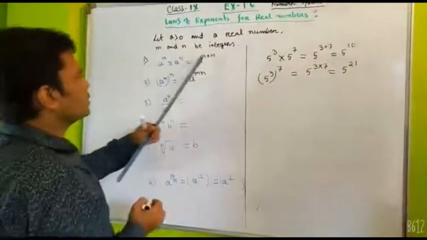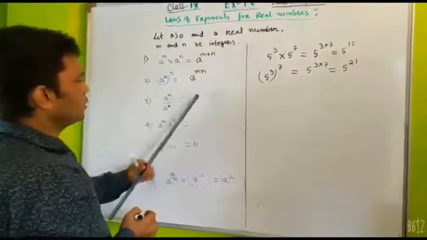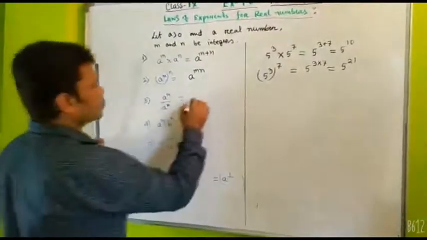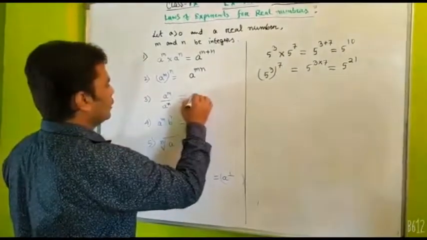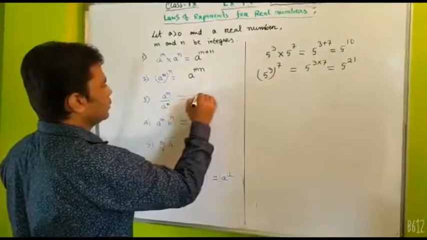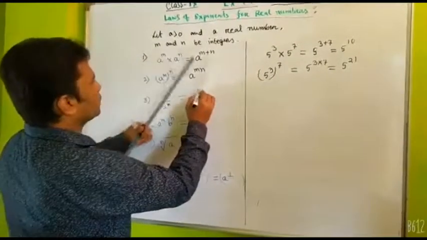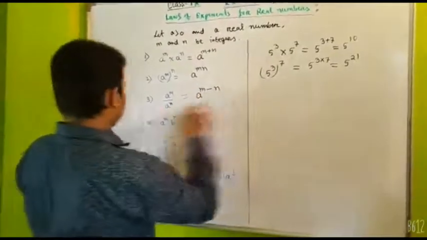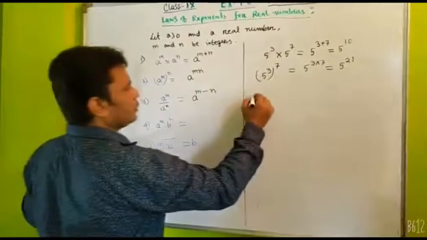Like this, suppose 2 to the power 6 divided by 2 to the power 5. Then we can write 2 to the power 6 minus 5, or 2 to the power 1, that is equal to 2. Okay.